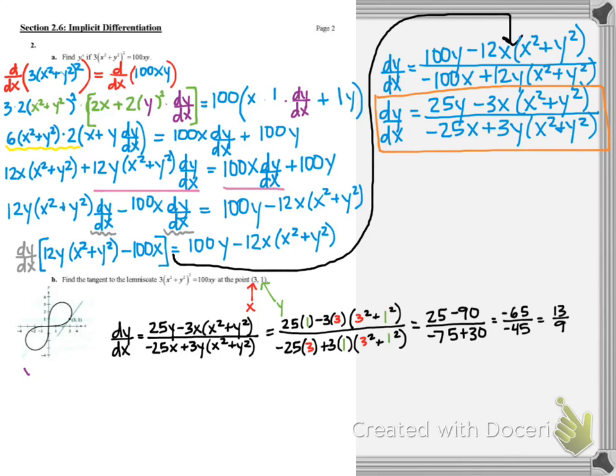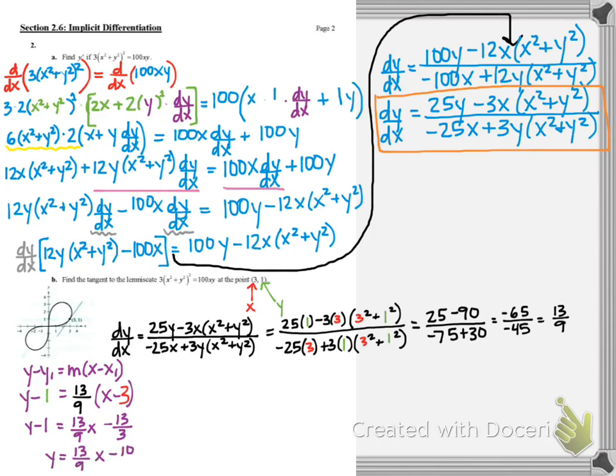We're going to use the slope 13 over 9 and the point (3, 1) to write the equation of the tangent line. We're going to plug in the point and the slope. You could have stopped at that point, or you can continue solving so that your equation is y equals. Final answer for the equation of the tangent line is y equals 13 over 9 x minus 10 over 3.